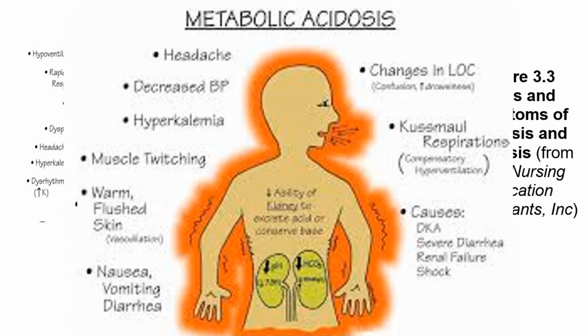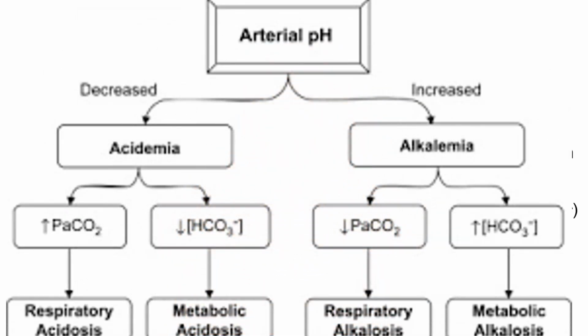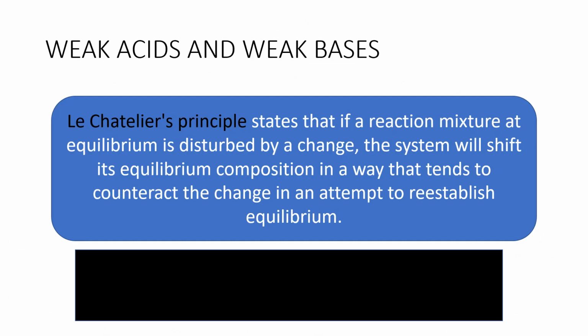So given that our blood is around pH 7.4, it tells us that there is a dissociation of water going on. But how is our blood able to maintain its pH? The main reason we maintain the pH of blood at 7.4 is the presence of weak acids and weak bases.